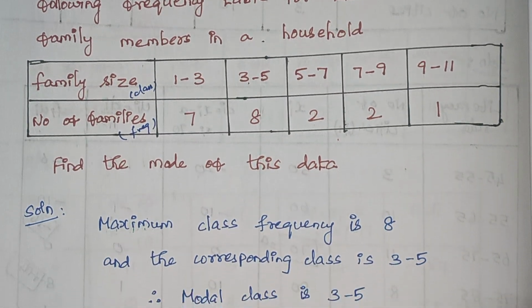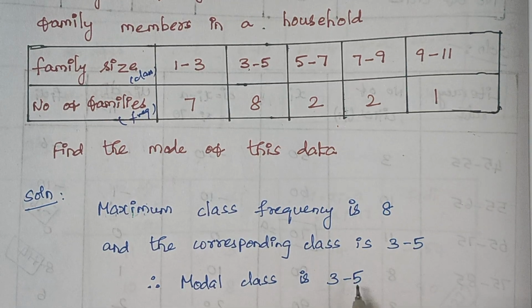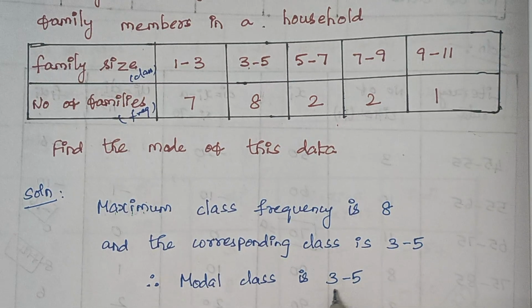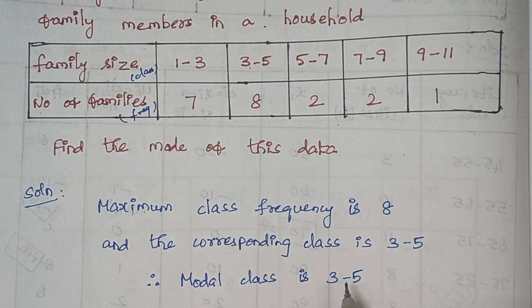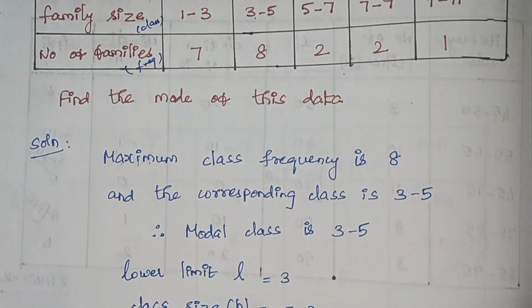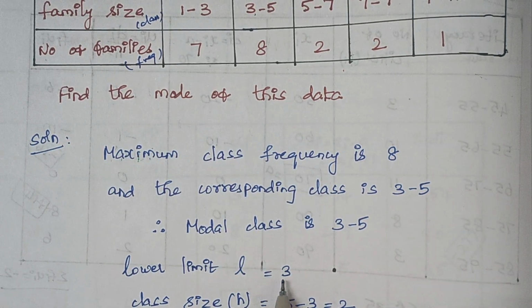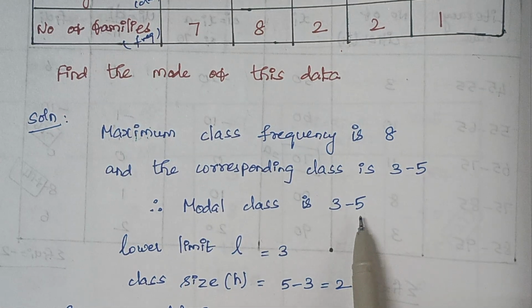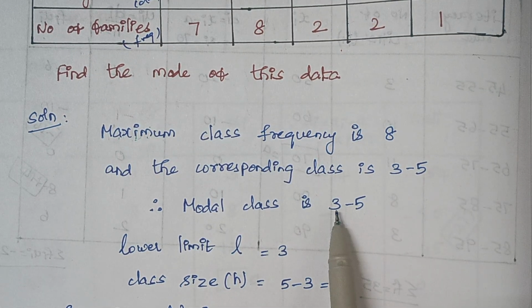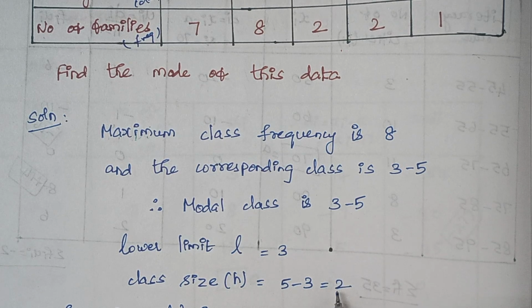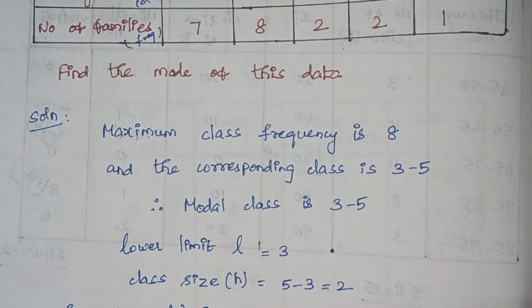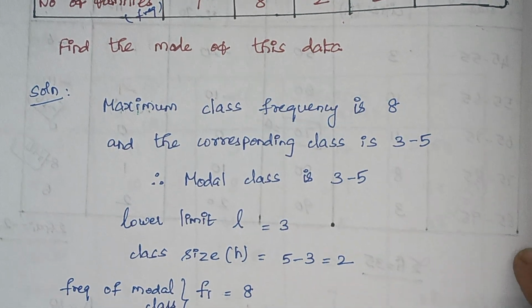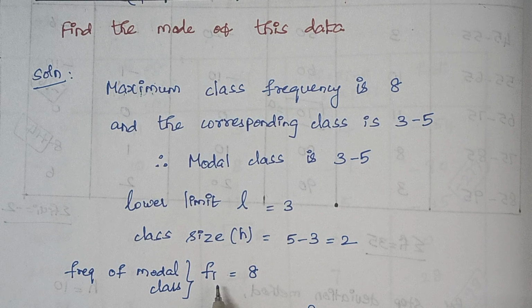Therefore, this is known as the modal class, and its range is 3 to 5. What is the lower limit of this class? The lower limit is 3, which is denoted by the letter L. So L is equal to 3. And again we have to find the size. The size is nothing but the difference between these two numbers, so 5 minus 3 is 2. The maximum class frequency is 8, and it is denoted by the letter F1.